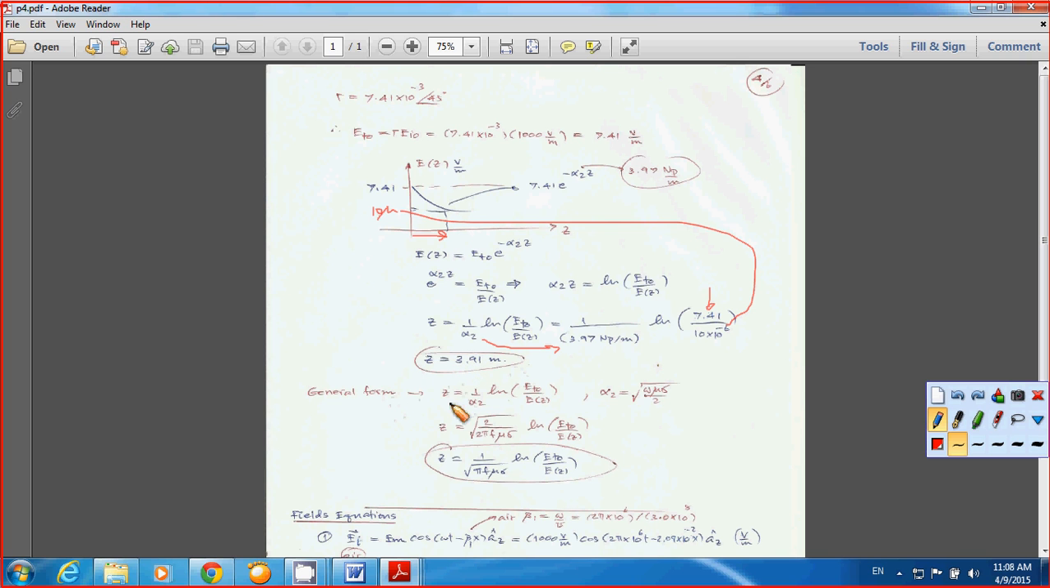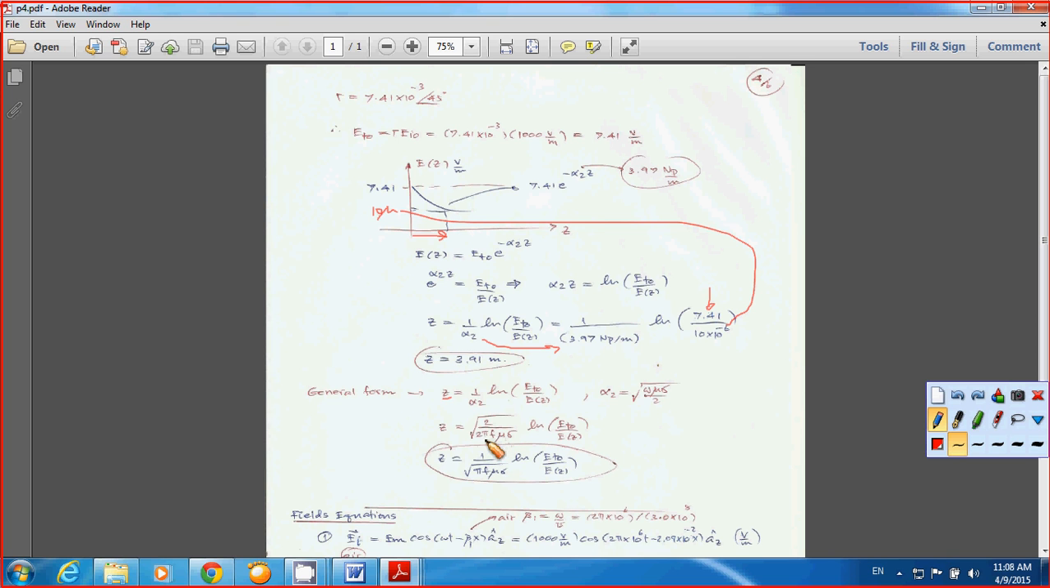Or in general form, Z equals 1 over alpha 2 times the natural log of E_t0 over E_z, and alpha 2 equals the square root of omega mu sigma over 2. You want to see how Z varies with the frequency.